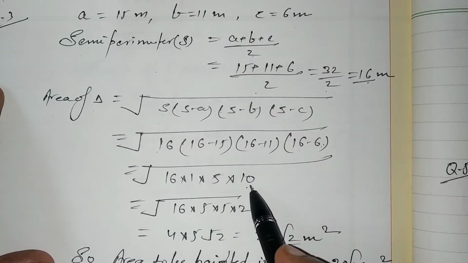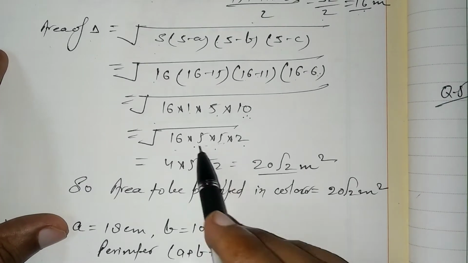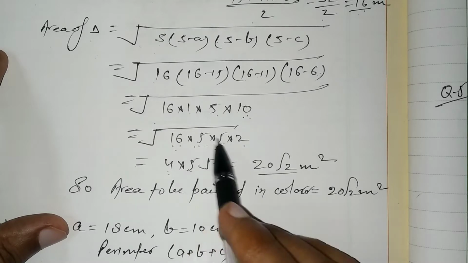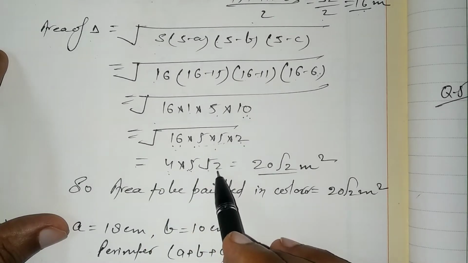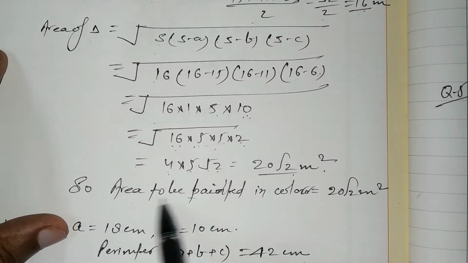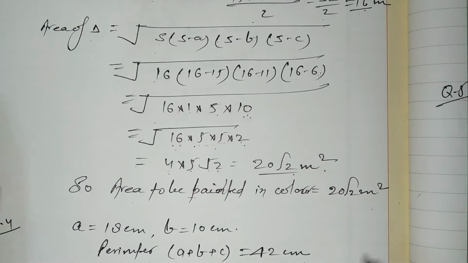So you can write 10 like 5 into 2, 16 and 5 as it is. So 5 will come out of the square root and the square root of 16 is 4. So 4 and 5 will come out of the square root and you will get root 2 here. You will get 20 root 2 meter square. This area of the slide in a park is to be colored or painted. Fine, this is the answer.